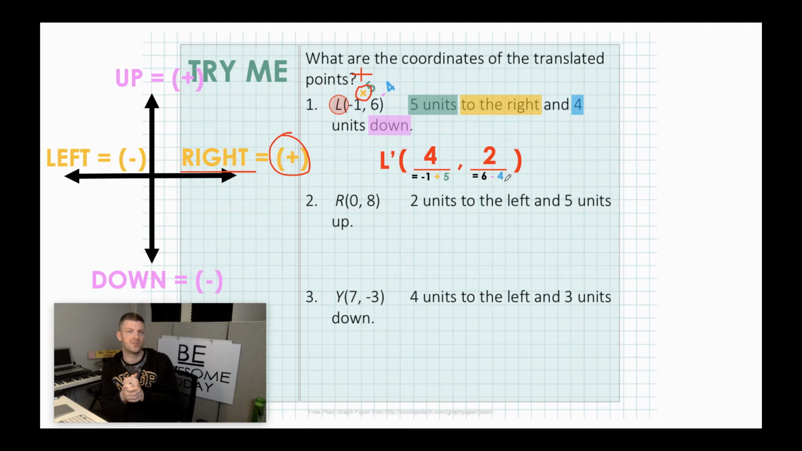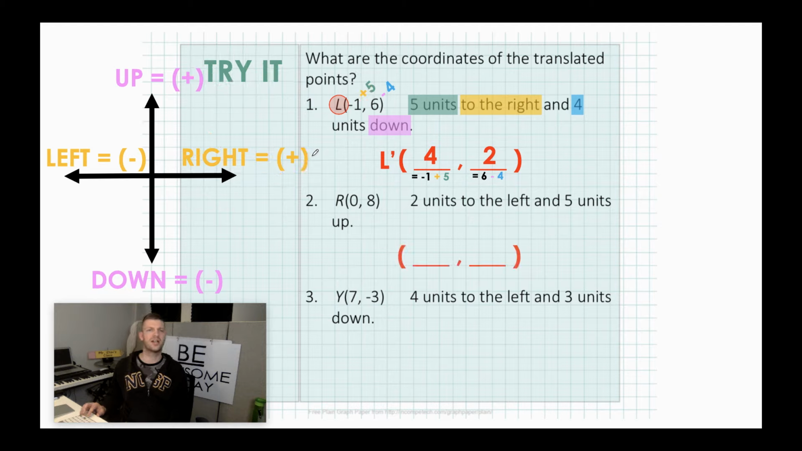Okay? So the pre-image is L, and its coordinates are negative 1 and positive 6. And its image, after we've translated, after we've moved it, L prime is positive 4 and positive 2. So if I was to quickly look, it'd be like negative 1 and positive 6, kind of there, L. And then it gets moved to 4 and about there would be L prime.